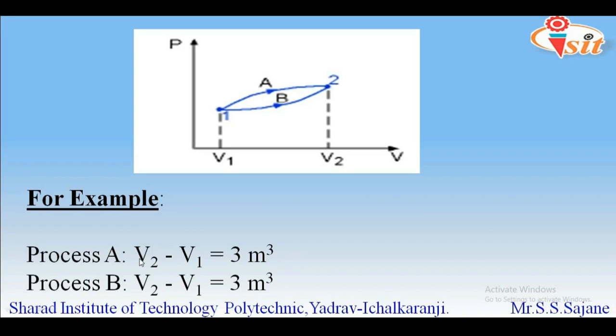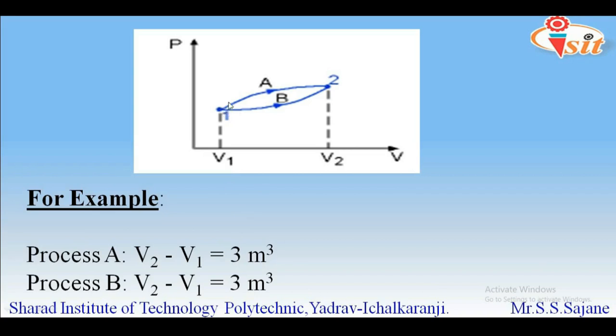if we are focusing on the parameter volume, if we are calculating volume, then for this change, that is, if the system is changing from state 1 to state 2, then the change in volume we can calculate in this way. We can directly get the values by extending point 2 and point 1 on the x-axis. So we will get the value V2 minus V1. Let us assume that it is coming about 3 meter cube.